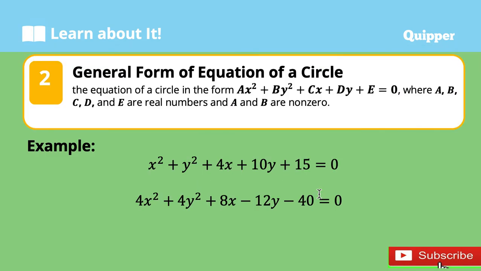Next is the general form of an equation of a circle. It is the equation of a circle in the form of ax squared plus by squared plus cx plus dy plus e is equal to 0, where a, b, c, d, and e are all real numbers, and a, b are non-zero integers. For example of the general form of an equation of a circle is this. We have two general form here.